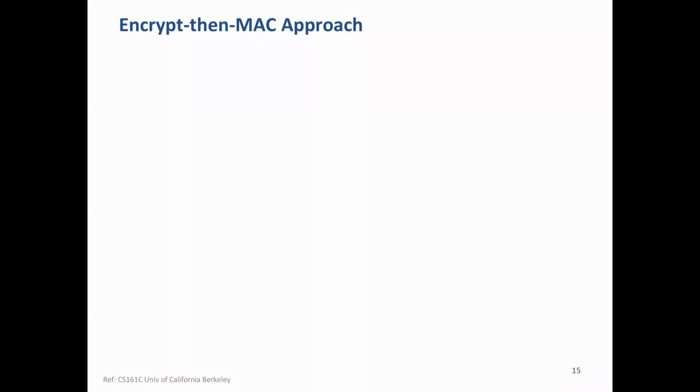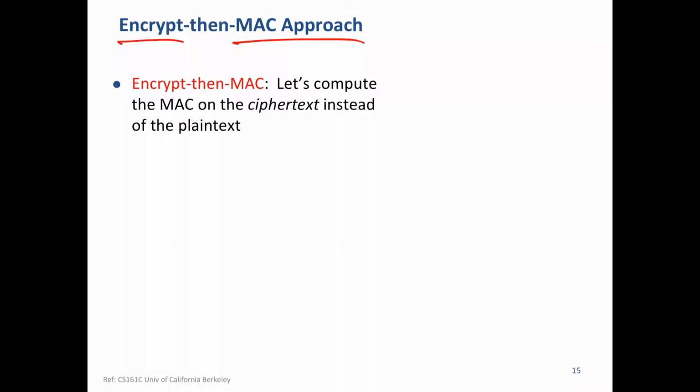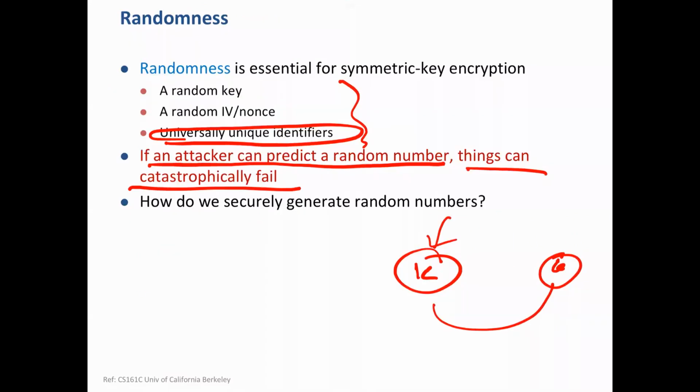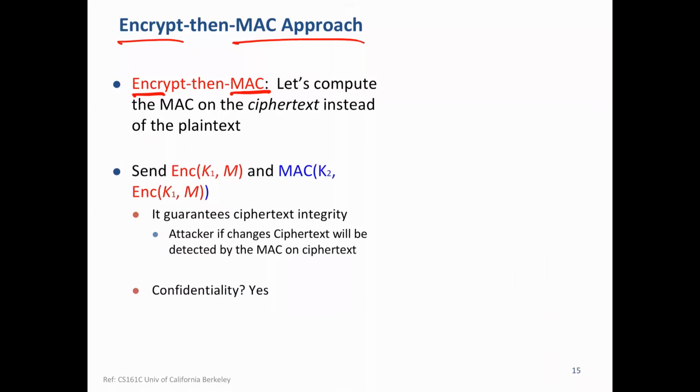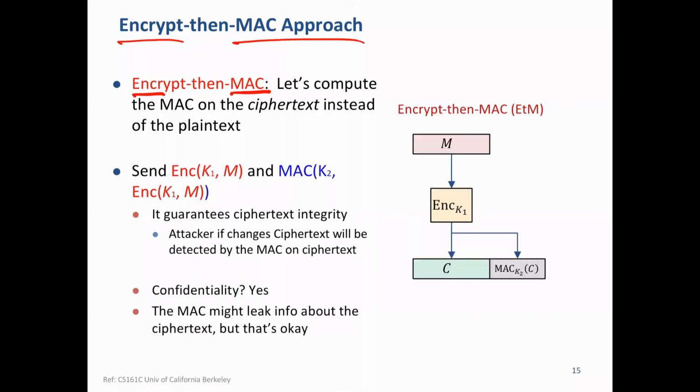The second scheme is called encrypt then MAC. Obviously we are encrypting first and then doing the MAC of that encrypted message. It will look something like this. Take the message M, encrypt this with key K1, and take this whole ciphertext, and on this ciphertext you do the MAC.